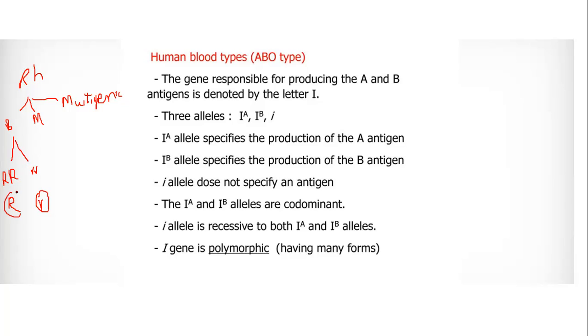According to this hypothesis, the capital R is dominant over the small r, so in the heterozygous state Rh positive will be expressed. While the multi-allelic hypothesis explains that there are around eight alleles which are responsible for creating the Rh positive or the Rh negative form of the blood. Among these eight alleles, four alleles are capital R and four alleles are small r.